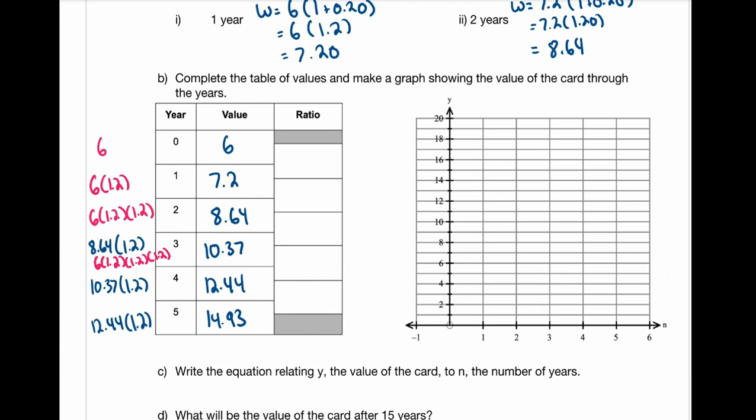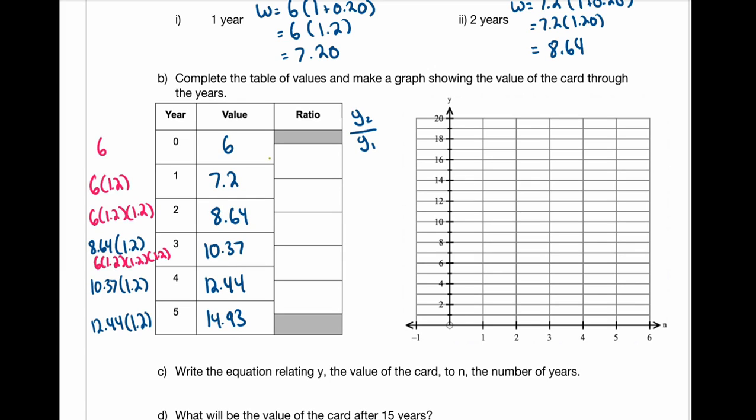Very similar to our personal finance when we looked at compound interest. So the next part of the table, and again, we'll come back to that idea, we're looking at a ratio, and the ratio is kind of like your first differences, but it's basically like your y2 divided by y1. So instead of subtraction, we're dividing.